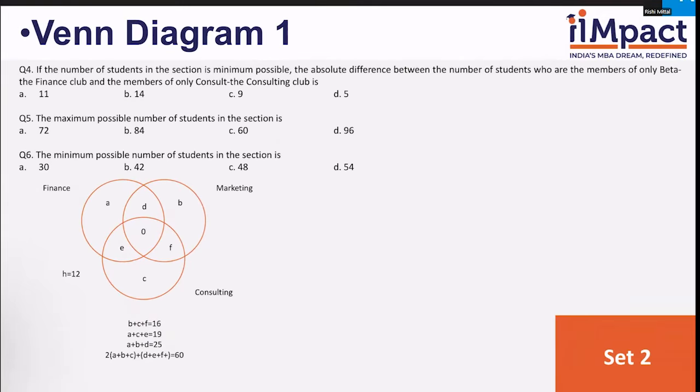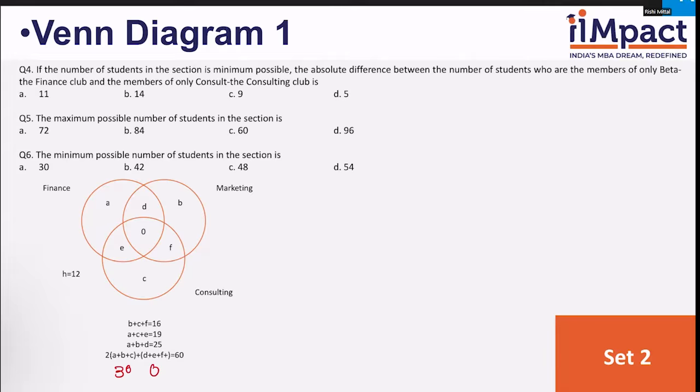If the number of students in the section is minimum possible. Now, guys, similar logic. Minimum possible, when will it happen? When my D plus E plus F is 0. Yes, because then A plus B plus C will be as high as possible, thereby minimizing my overall sum, right? So D plus E plus F becomes 0 and A plus B plus C becomes 30. This is when my students in the section are minimum possible.